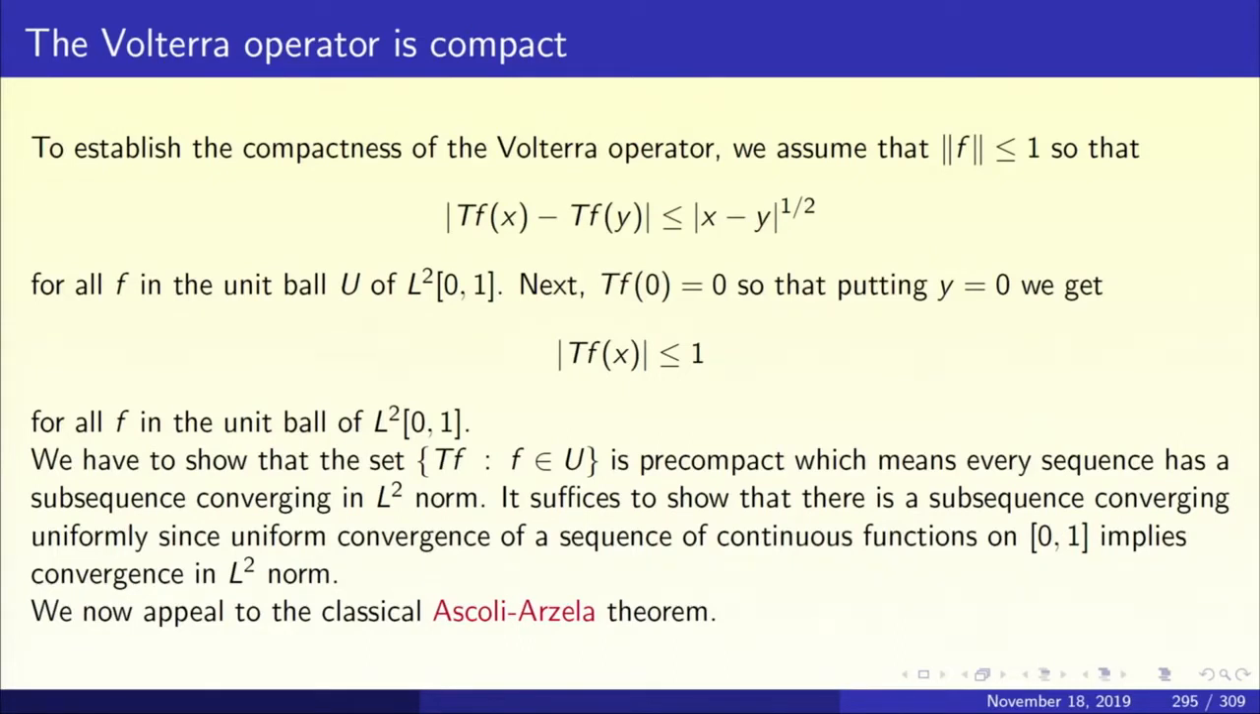Now, remember, we have to show something is pre-compact. We are in a metric space, so compactness is the same as sequential compactness: every sequence has a convergent subsequence. So, what we are saying here is, since the image Tf consists of continuous functions, it is enough to show that if you pick a sequence f_n with norm less than or equal to 1, the image sequence T of f_n has a convergent subsequence converging in sup norm, or converging uniformly, because uniform convergence implies L2 convergence.